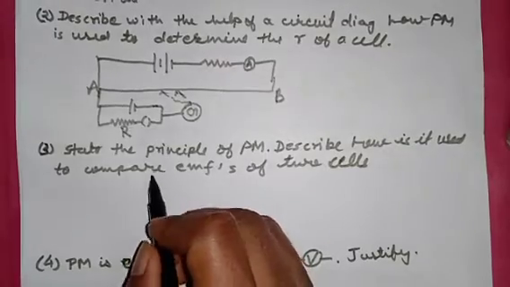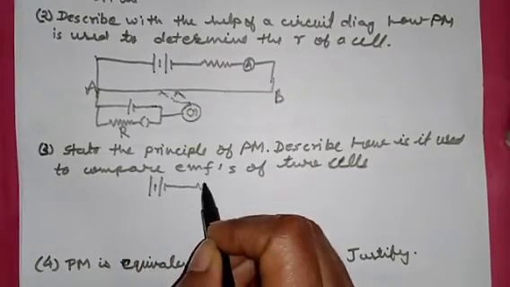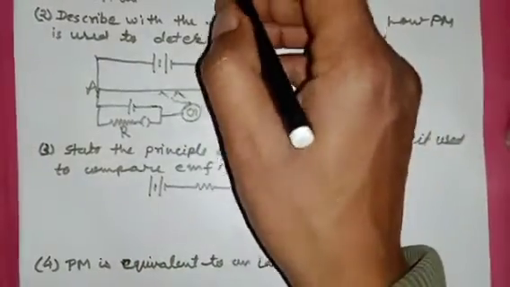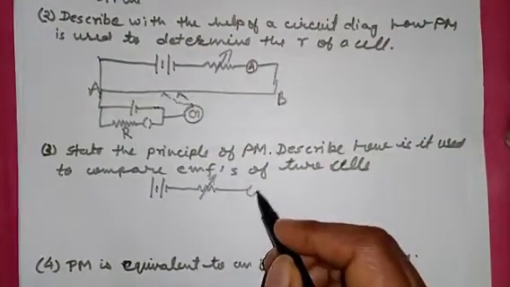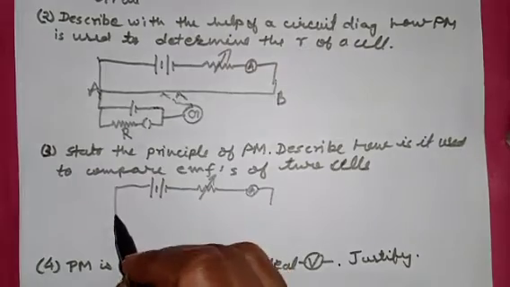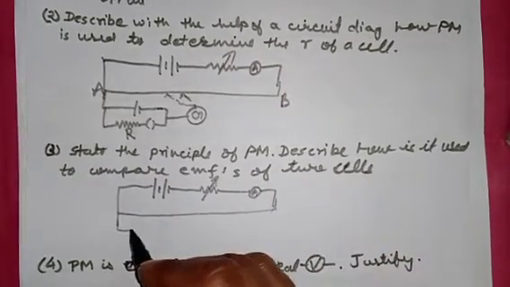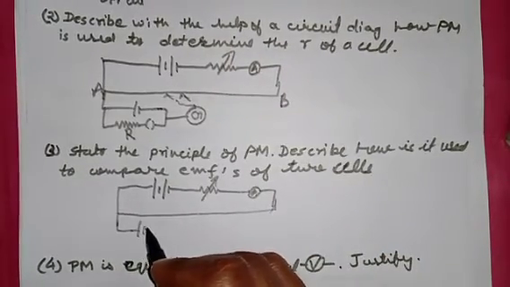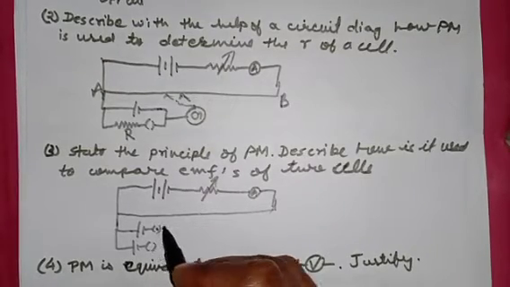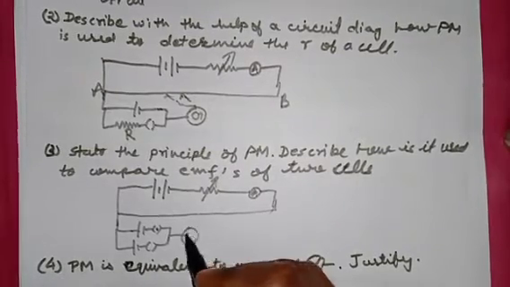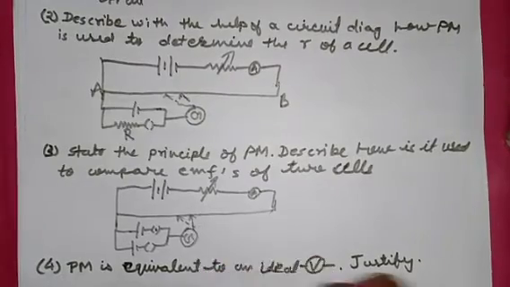So once again, it's the circuit diagram. Oh, I forgot, this can be variable. And in order to compare the EMF of cells, you have to connect the two cells one at a time. So this is how.